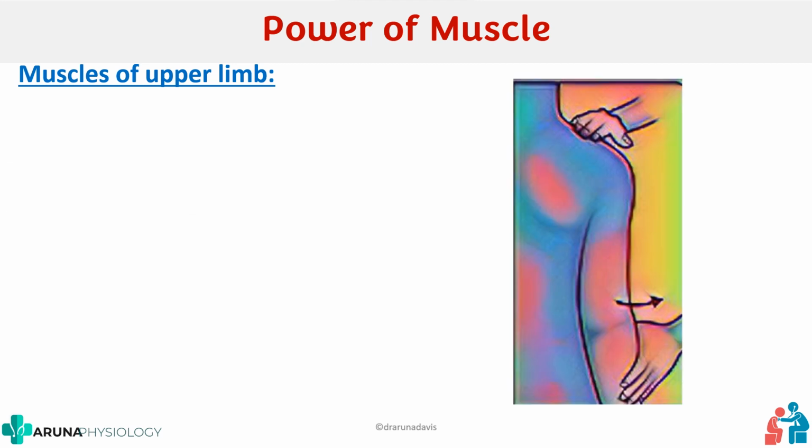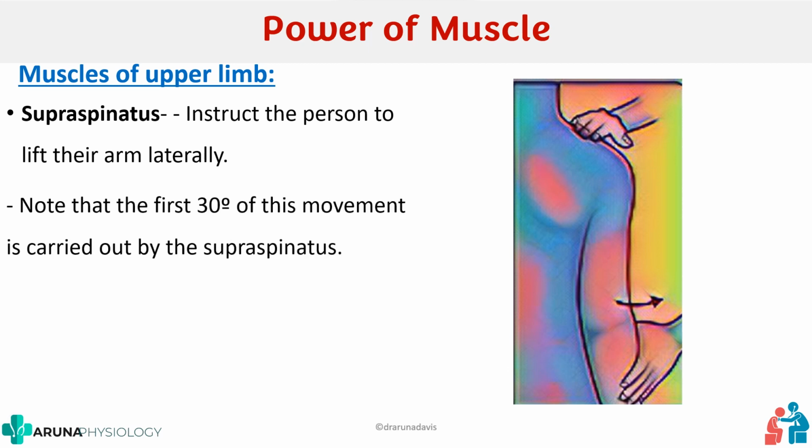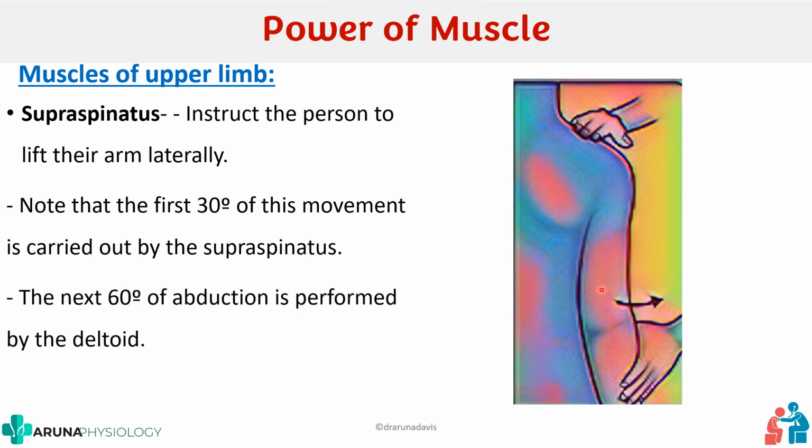Okay. The next muscle that we're going to check is the supraspinatus. We know that supraspinatus is responsible for the first 30 degrees of abduction, and the rest 60 degrees is by the deltoid muscle. So here you can ask the subject to abduct the arm, the first 30 degrees, and while the person tries to abduct the arm, you can apply resistance. That way you can check for the supraspinatus. Remember, you have to apply resistance at the beginning itself, because only the first 30 degrees is by supraspinatus. The rest is by the deltoid muscle.